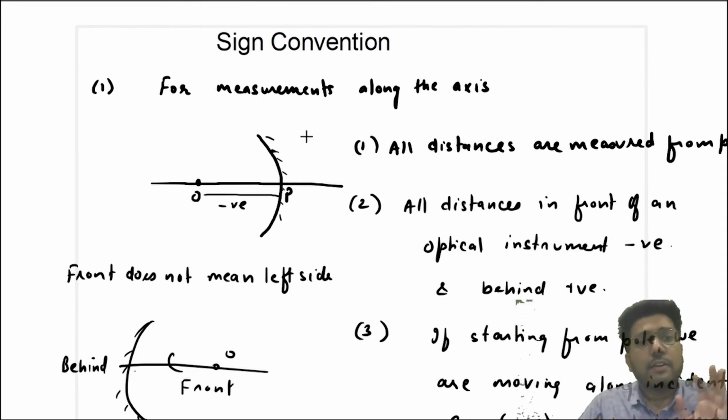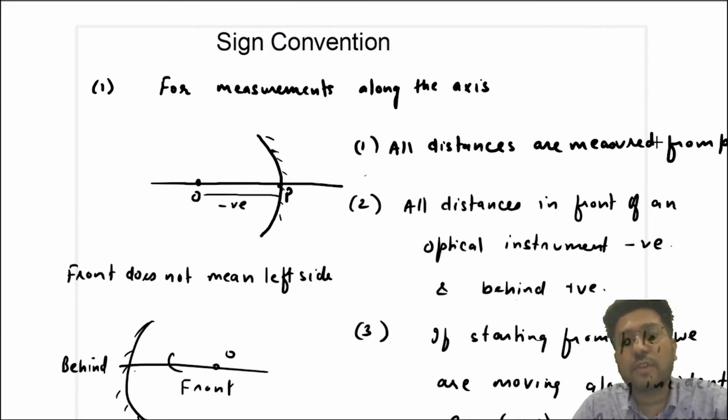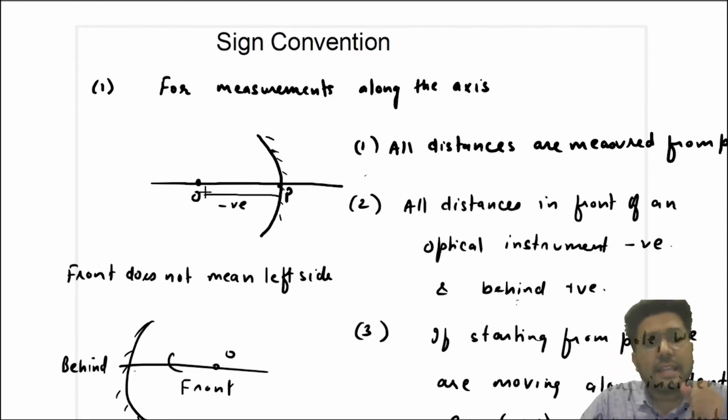Okay, see, first is for measurements along the axis. So if you want to measure anything which is along the axis, first thing is all distances are measured from the pole. Second thing, all distances which are measured in front of the optical instrument are negative. So suppose this is the object here and starting from the pole, this distance is negative. Why? Because it is in front of the optical instrument. If it is behind the optical instrument, then that distance will be positive.